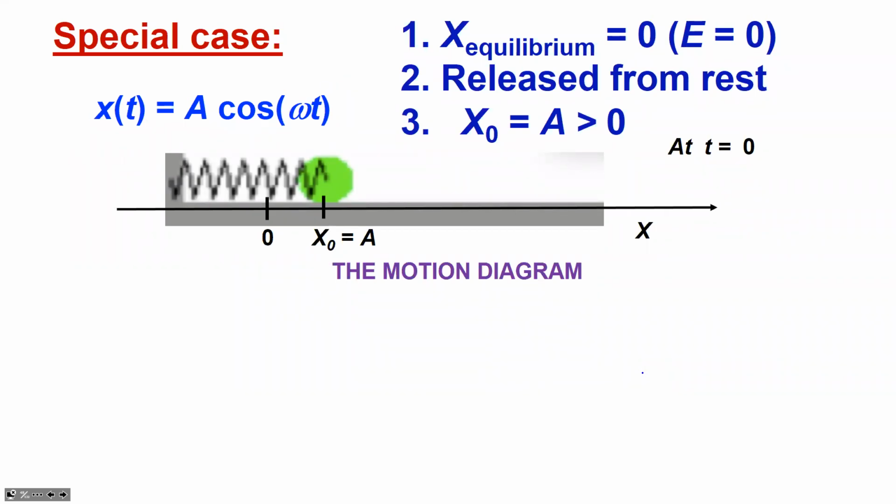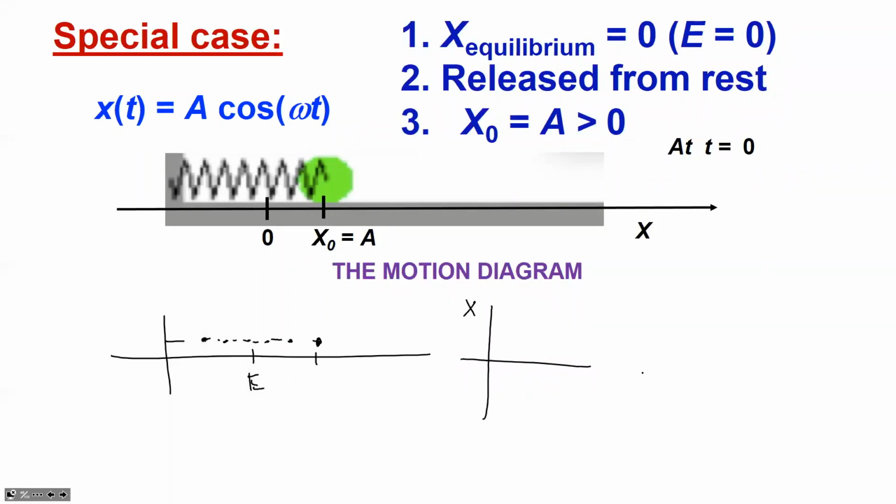Again, very quickly, because this is the most important case. If it starts from deflection to the right from equilibrium, it travels first to the left, stops on the left side, and starts traveling back. And the motion graph looks like this. And the equation is just a positive cosine.